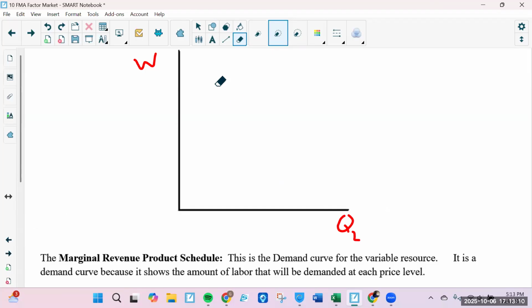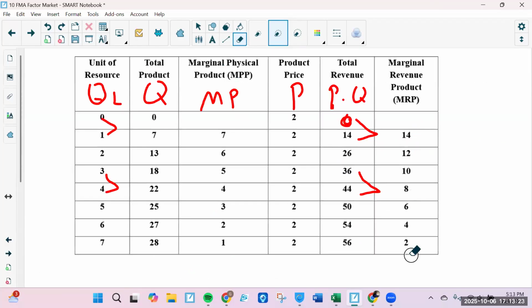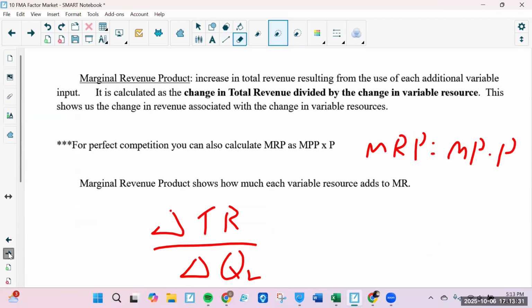Okay. And the MRP is downward sloping. And this is actually going to be the demand for the worker, and it's the MRP. So you want to label them as both. If you look at this chart back here, you can see it's downward sloping right here, right? And this is the same thing as the demand for the worker, and it's also the MRP, downward sloping.